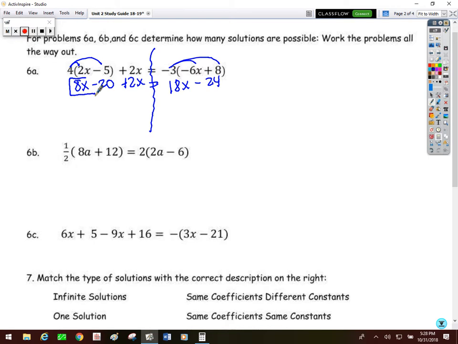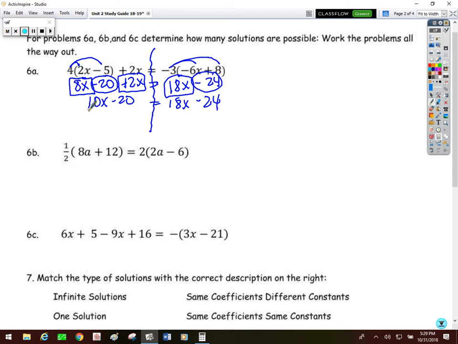Let's go to step 2. We have a box. Remember, variables get boxes, circles get numbers, right? Well, I can't combine a box and a circle, but I see I have 2 boxes here. Now remember we talked about, if I was to just cover that up, that says 8x plus 2x. Just add them together because it says add 2 to 8, right? So what I have is 10x minus 20 is equal to 18x minus 24.